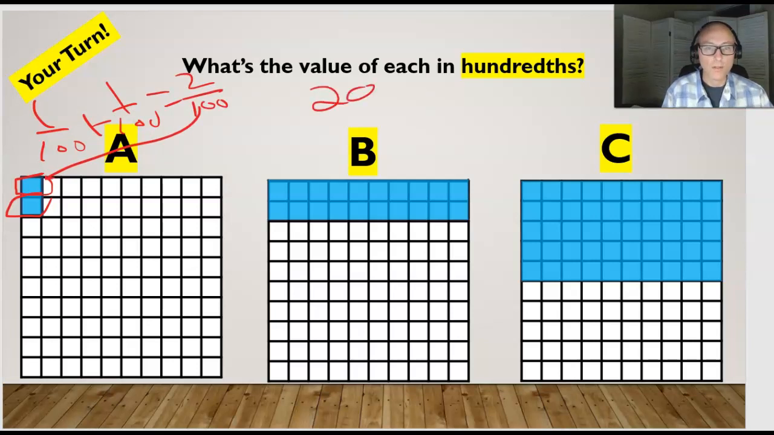B is 20/100. See, there's 2 here, there's 10 here. 10 times 2 is 20. Or you can say 10 plus 10. 10 plus 10 is 20.